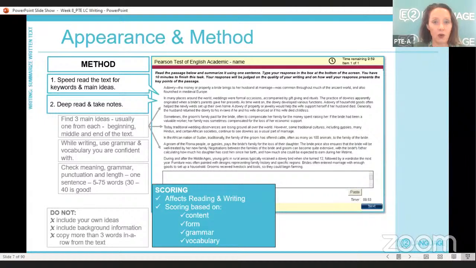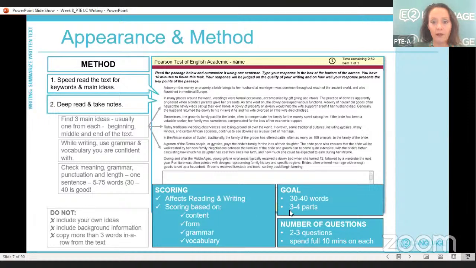This is how it's scored. The maximum score you can get is 7, and 2 out of 7 relates to content. So have you got those main ideas? 1 relates to the length. Is it between 5 and 75 words? 2 relates to grammar, and 2 relates to vocabulary.